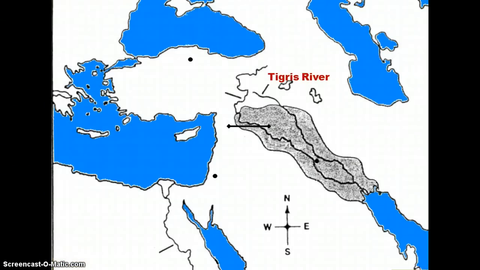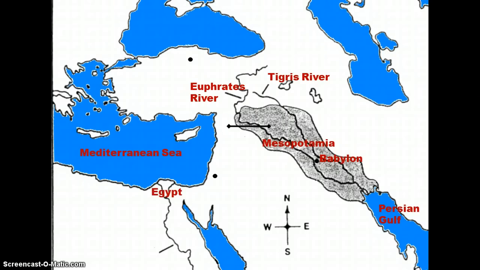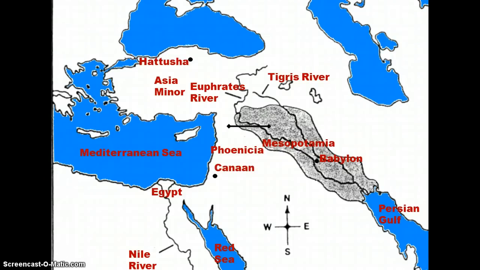All right, on your maps, we have labeled the Tigris River, Euphrates River, Mediterranean Sea, Persian Gulf, Mesopotamia, and Babylon from Section 1. Section 2, we labeled Egypt, Nile River, Red Sea, and then we talked about the Mediterranean Sea again. Section 3, we labeled Asia Minor, the capital city of the Hittites, Hattusha, Phoenicia, Canaan, and Jerusalem.